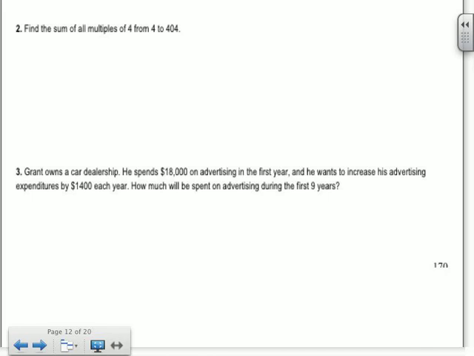So find the sum of all multiples of 4 from 4 to 404. So all multiples of 4, I'd have 4, 8, 12, 16, 20, right, all the way to 404.